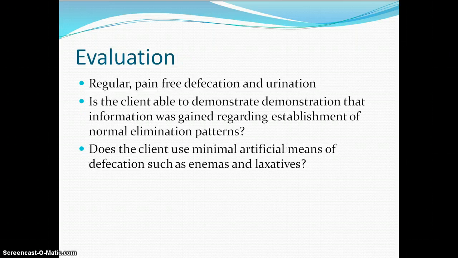So when looking at our evaluation of this last unit, regular pain-free defecation and urination is what we want. We're always looking at what were the results. After I put in a catheter, how much urine came out right away?